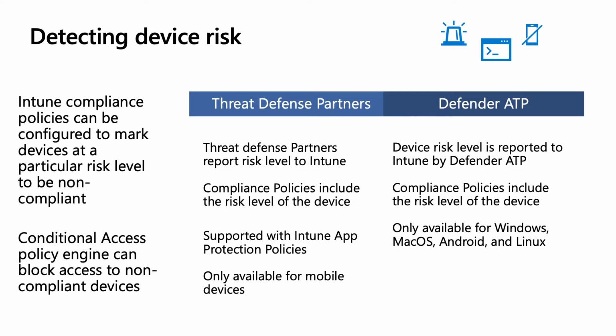The mobile apps analyze the data and report telemetry back to the threat defense partner. And that threat defense partner then ultimately makes a decision of what that risk category is for that particular device. Likewise, Microsoft Defender ATP does something similar on Windows, macOS, and Android devices. But let's use an example of where Defender ATP becomes useful.